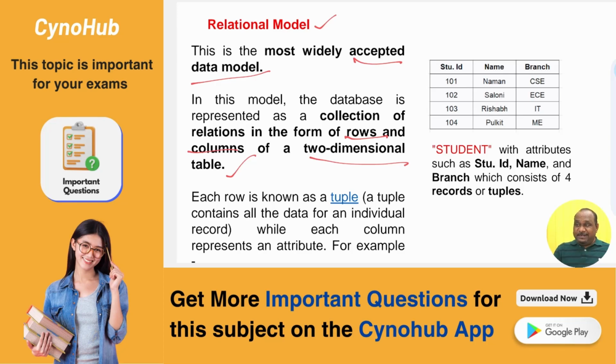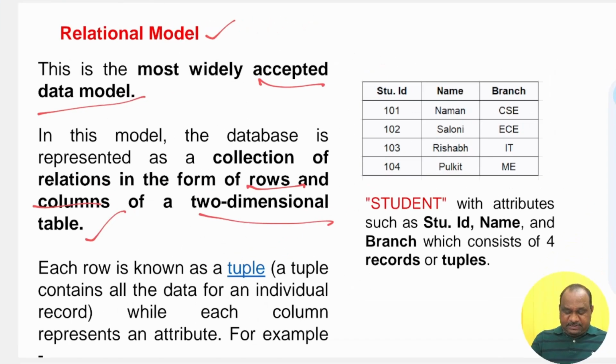Right? So what each row and column represents is, a row represents a tuple that contains all the data of individual records, while each column represents the attributes. That is what a relational model in the database. So only two things, rows and columns representation of your data, that is called relational model. In that, rows represent tuples, the columns represent the attributes. You can see the example.